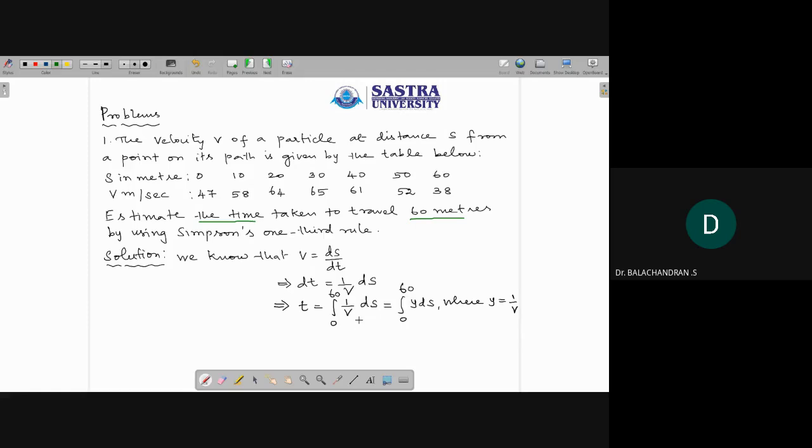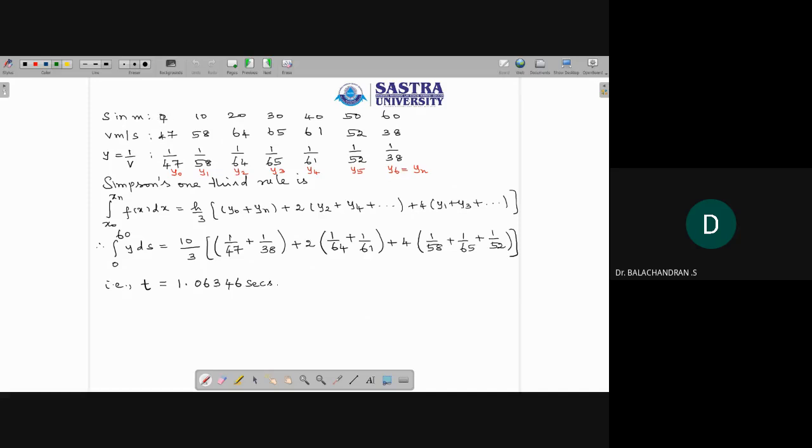Okay, now we'll go to the table. s is given in the table: 0, 10, 20, 30, 40, 50, 60. And v is also given in the table: 47, 58, 64, 65, 51, 38. Okay, so I'm finding 1 by v. 1 by v is what? 1 by 47. That is 1 by v is y. So reciprocal of 47, reciprocal of 58, and similarly, reciprocal of 38. So these values are y0, y1, y2, y3, y4, y5, y6.